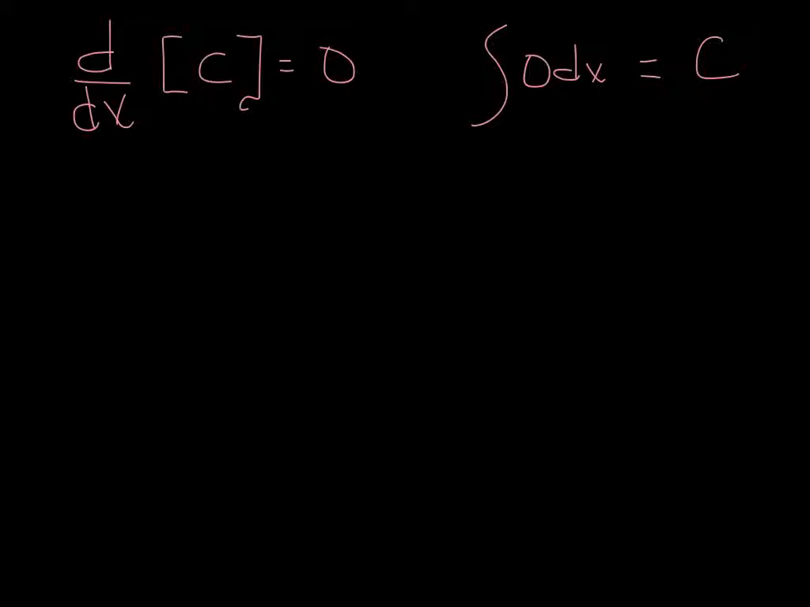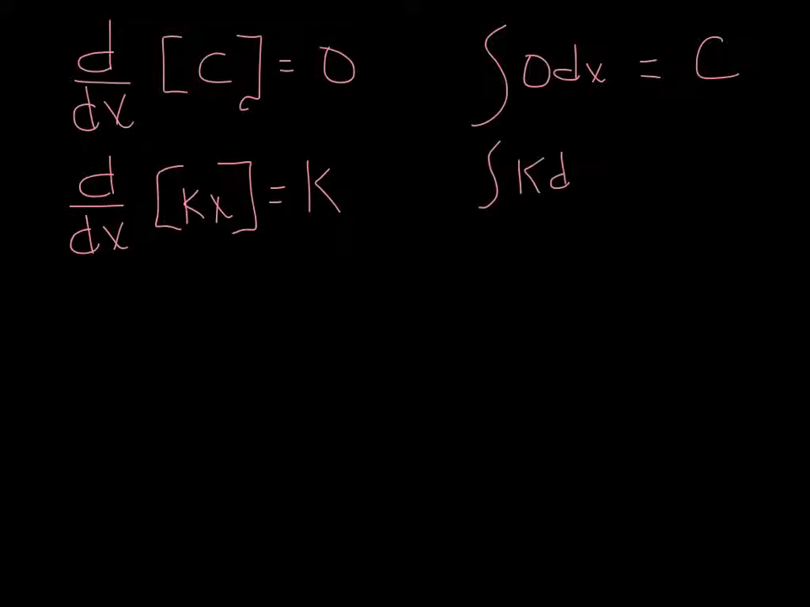If we take the derivative of a scalar times x, a scalar is simply a real number, what do we get? We just get k, whatever k is. So if we take the antiderivative of k dx, we're going to get kx plus c.